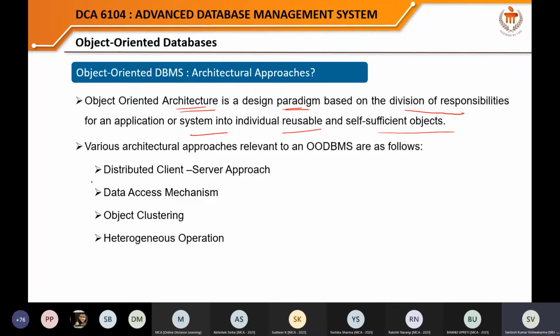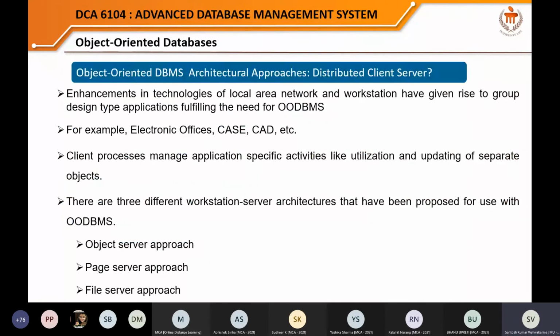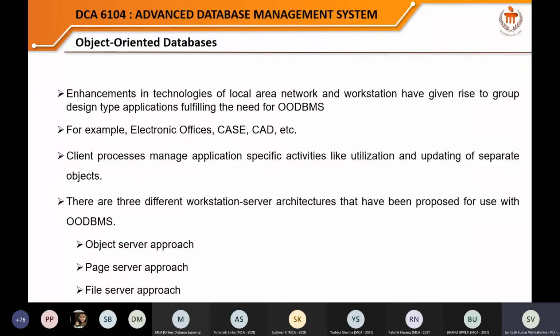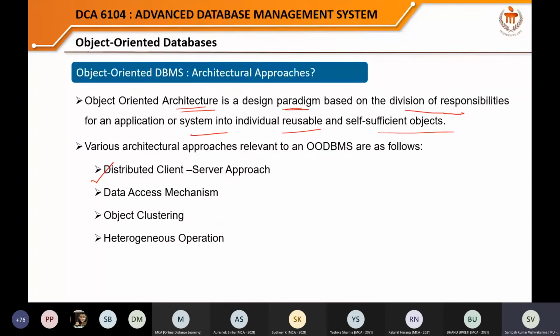So the distributed client server approach, right? At this moment I think we are going to explain this in subsequent slides also. So it's better, let me show you all four. That is how the data is going to be accessed: the object clustering, and the heterogeneous operations. So what is the first one?